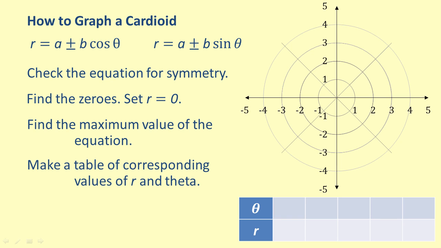If you don't have enough points, find r for additional values of theta. Try to pick thetas so that the point will be fairly easy to plot. Consider the way the sine and cosine functions behave when trying to choose values of theta. Points like pi over 2 or 3 pi over 4 may be useful additional points. Finally, plot the points and sketch the graph.